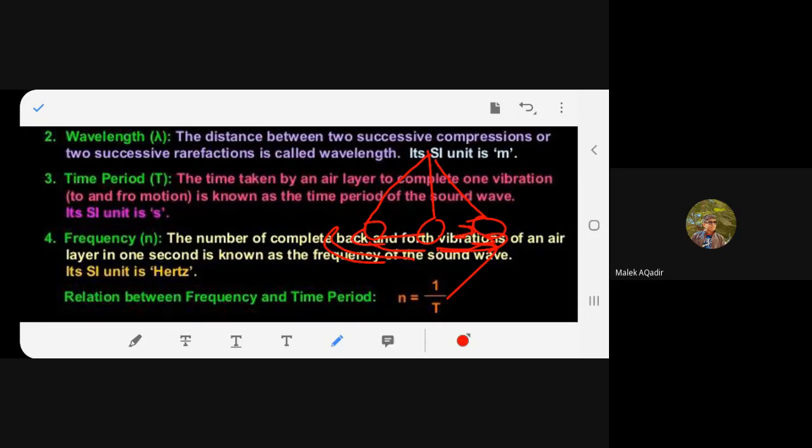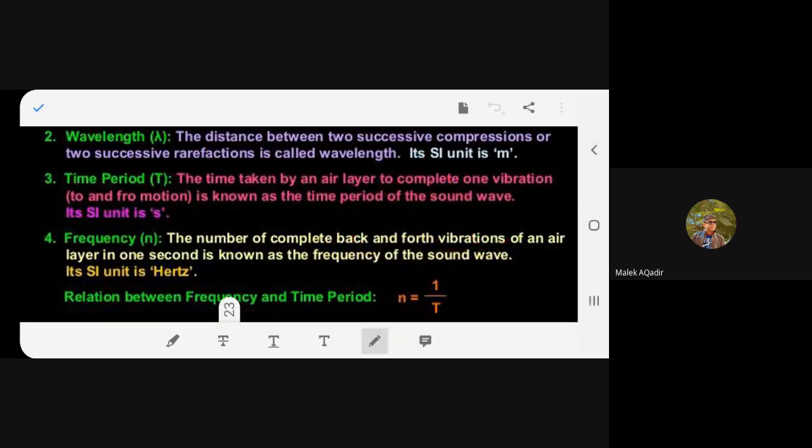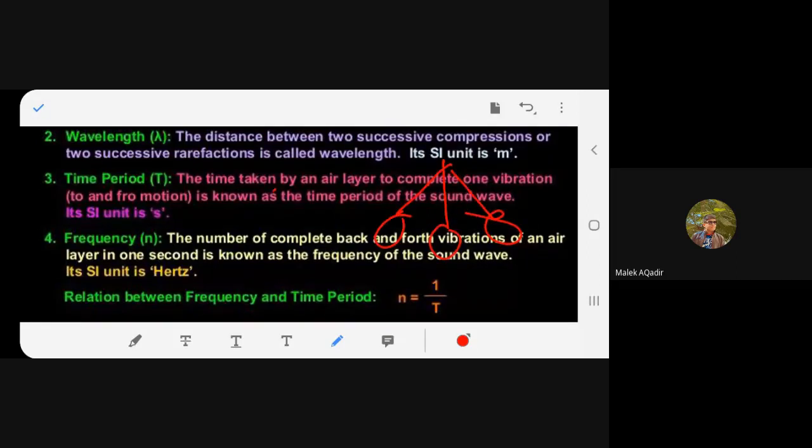Okay? Now, what is frequency? Frequency is how many oscillations it is taking in 1 second. How many times it is going back and forth, count. That becomes the frequency. You understood? And the unit is hertz.